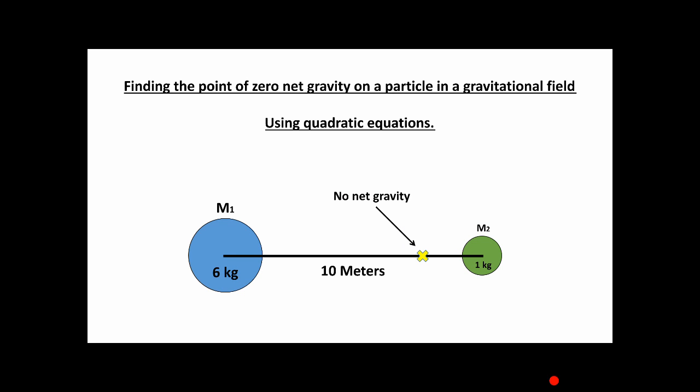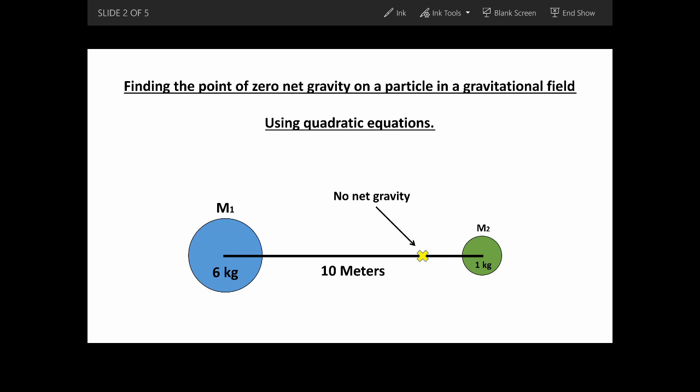Today we'll be finding the point of zero net gravity on a particle in a gravitational field. And today we'll be using the quadratic equation instead of what they normally use, you may have seen this.